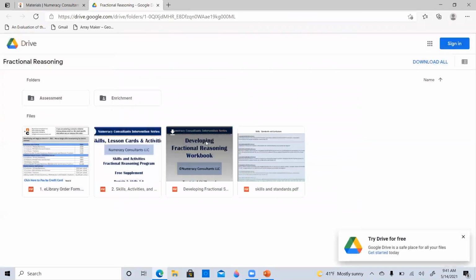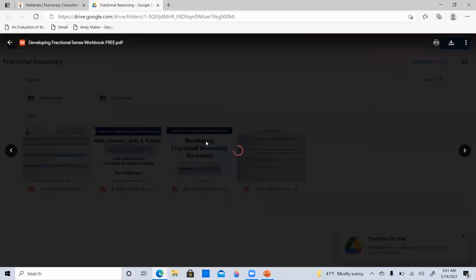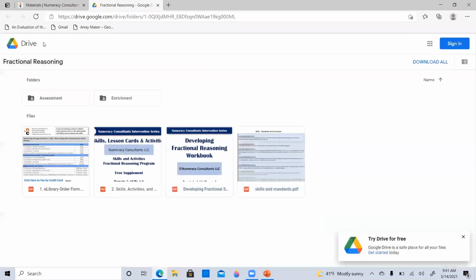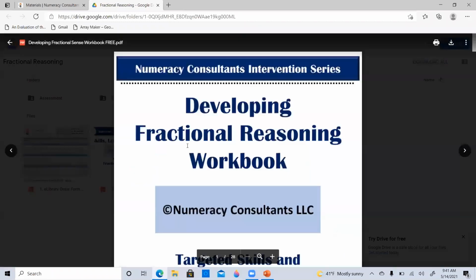Okay. The second part is the fractional reasoning book, which is going to take a minute to open up. It seems like this too. So we'll give it a minute. Oh, and of course, right as I say that, there it is.